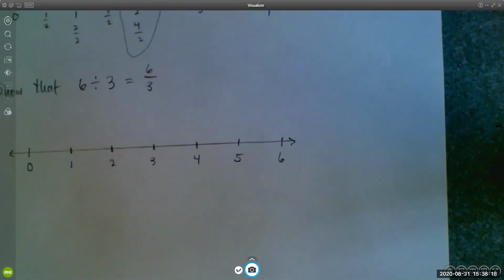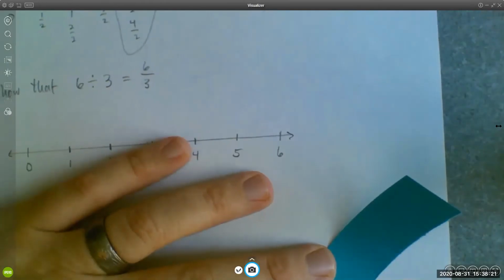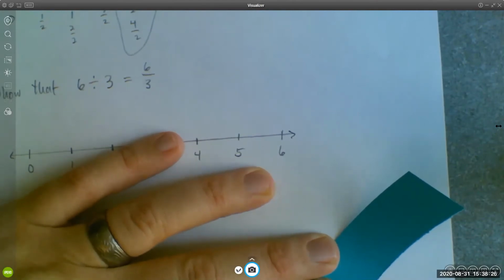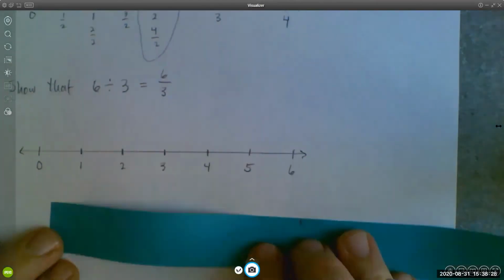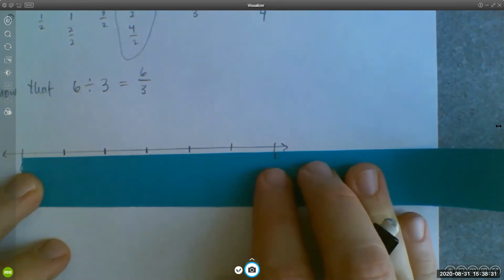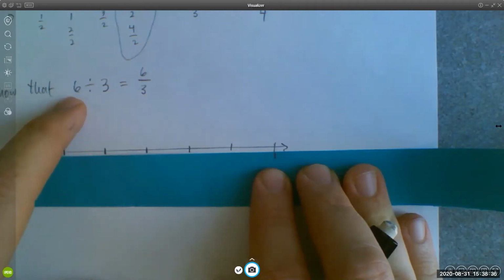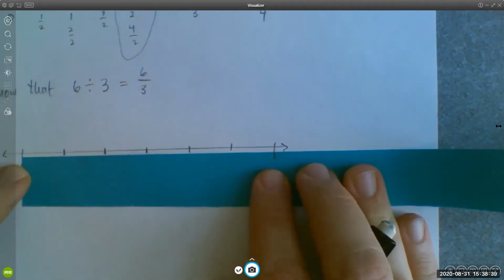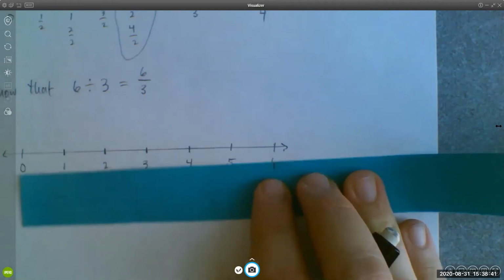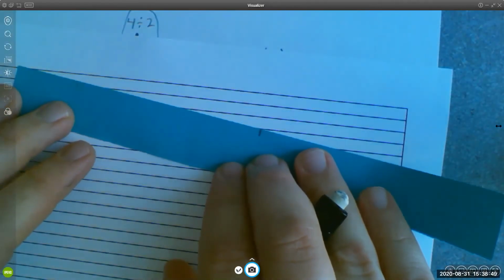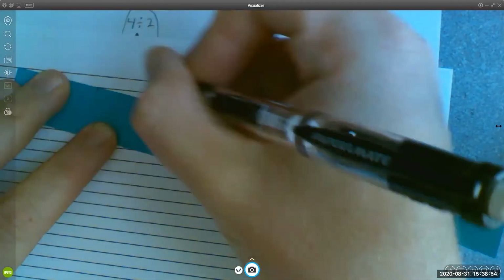I want to split those 6 units into 3 equal parts. Or rather, I want to split this distance from 0 to 6 into 3 parts. That's what this is saying to do: divide the length from 0 to 6 into 3 equal parts. So let me divide it into 3 equal parts now. 1, 2, 3. So then I get this scenario.